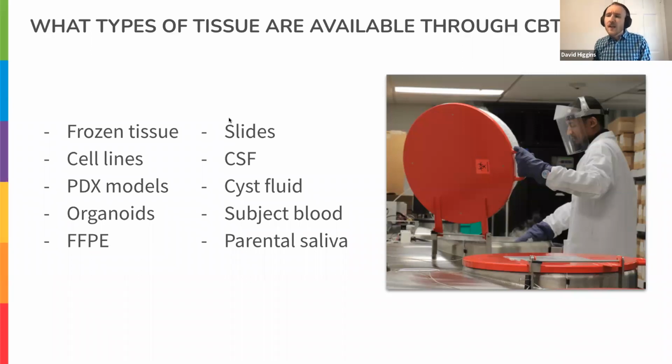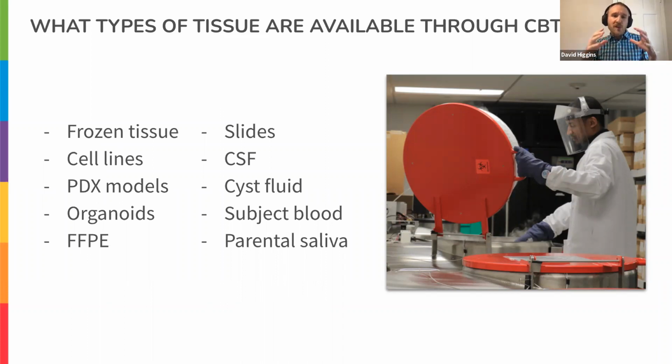So when I say tissue, what types of tissue are actually available? In our repository, most recipients are asked for and receive frozen tissues. This is tumor tissue that's been taken out through an operation or during a procedure, and then is flash frozen and preserved in that frozen solid state. CBTN also then uses that frozen tissue to try to generate cell lines, to try to generate PDX models, to try to generate organoids, and basically try to find ways that we can stretch that frozen tissue even longer.